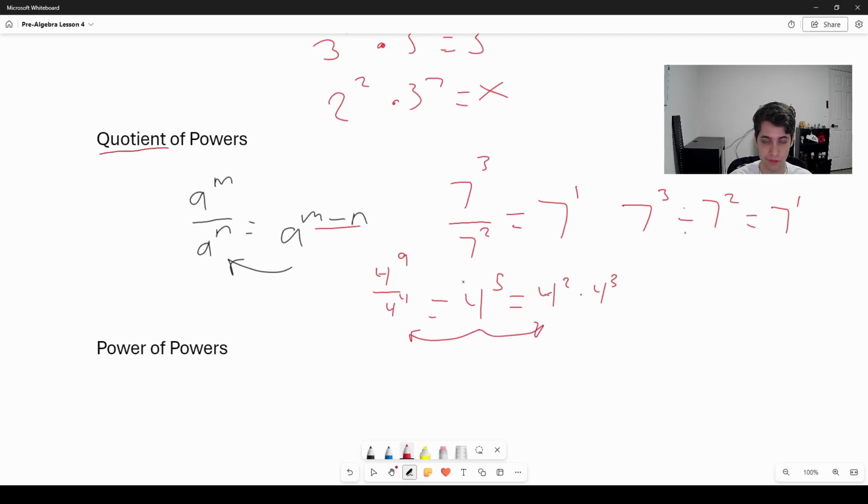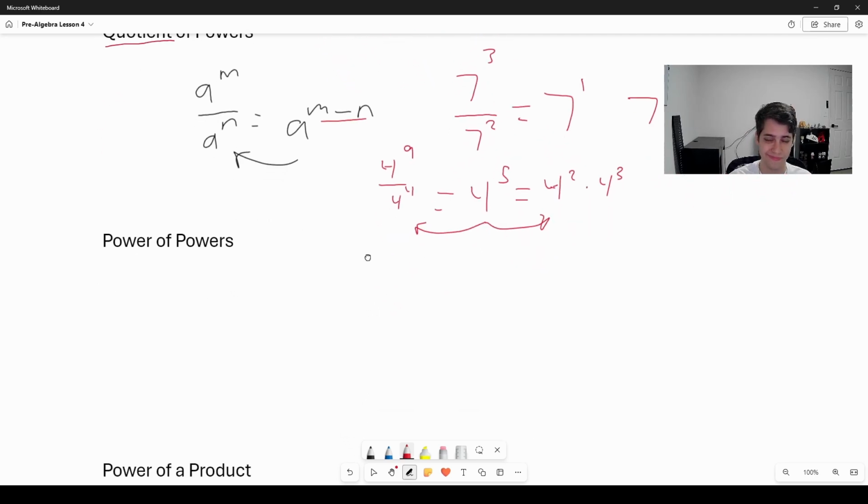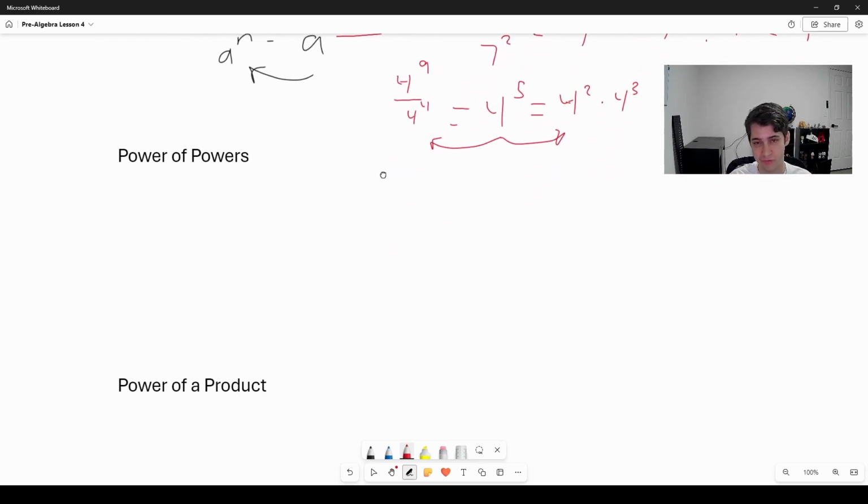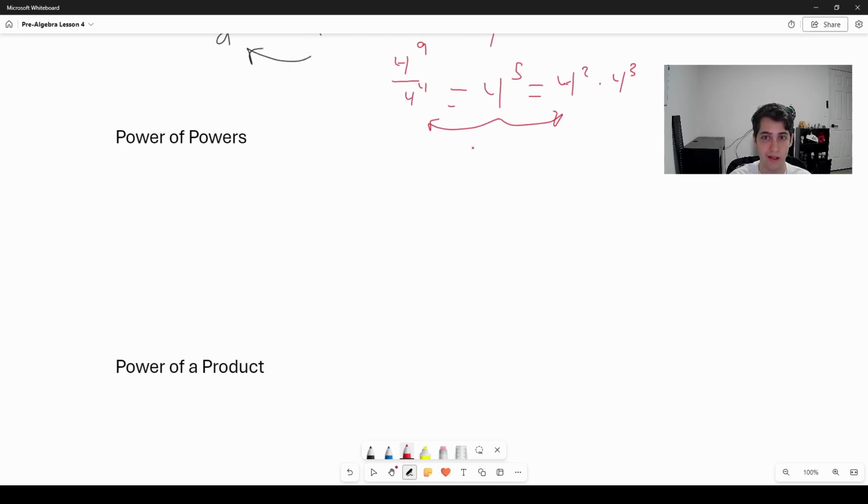And again, these only work if the base is exactly the same. We cannot do it with different bases. So those two are similar. They're kind of like twins, and not really twins, but I guess brothers, siblings. They do the same thing, but with different operations, right?